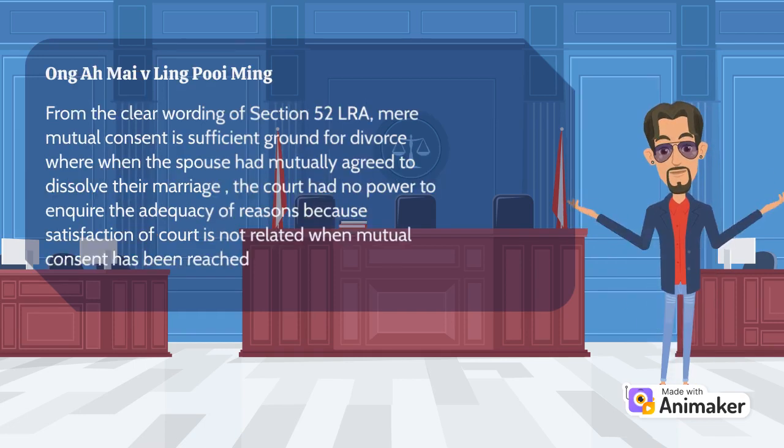In the case of Ong Ahmai versus Ling Poi Ming, from the clear wording of Section 52 of the LRA, mere mutual consent is sufficient grounds for divorce, where, when the spouses had mutually agreed to dissolve their marriage, the court had no power whatsoever to inquire into the adequacy of the reason for the joint petition because the satisfaction of the court was not related to the basis on which such mutual consent had been reached. However, the court only had the power of inquiry into the consent and the provision made for maintenance and custody of children.